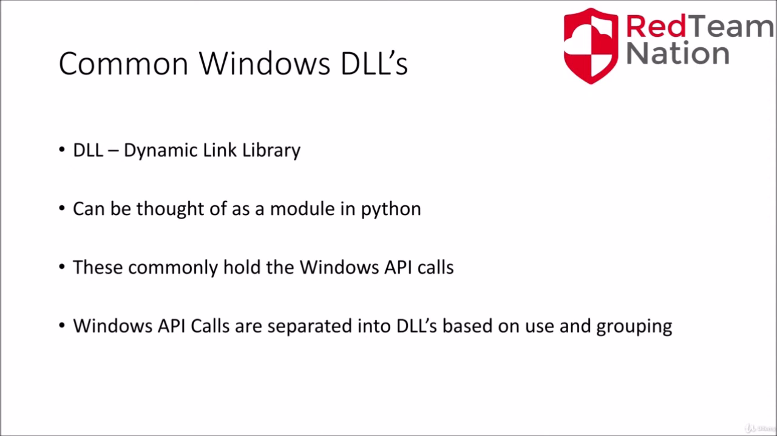Common Windows DLLs. Now DLL is a dynamically linked library. For those of you familiar with Python, this can be thought of as just loading in a module. All of these Windows API calls are stored inside of the DLLs. They're separated based on the DLL. So for the networking API calls, you'll be in the networking DLL. And we'll go over that in just a second.